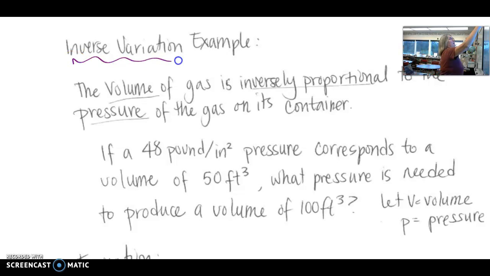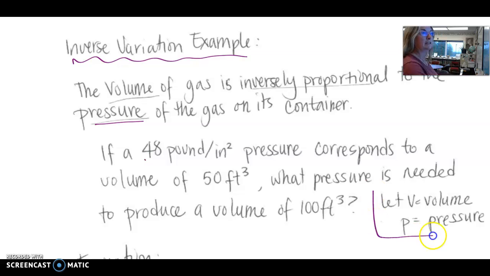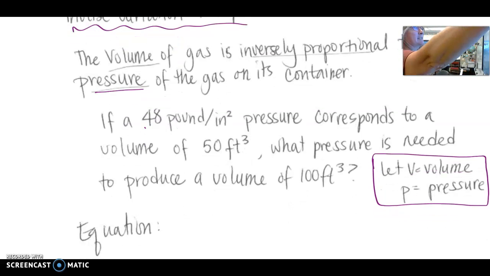Here's an inverse variation example. The volume of gas is inversely proportional to the pressure of the gas on its container. So let's let V equal the volume and P equal the pressure. If you're not given variables, you need to make some variables up.